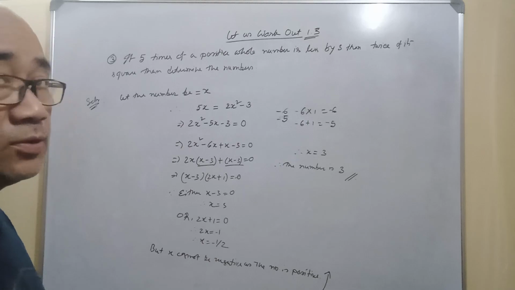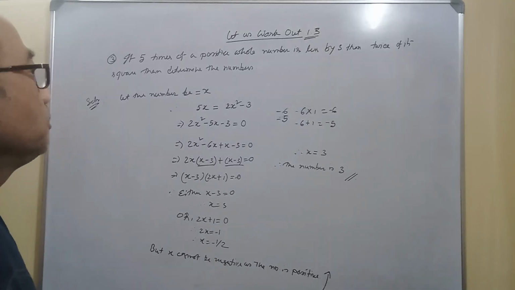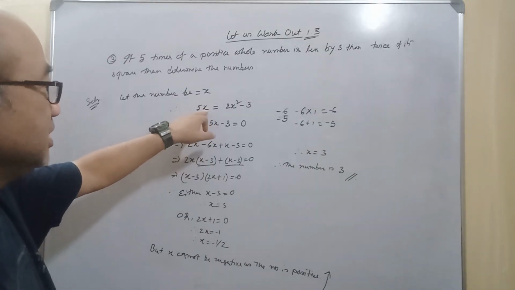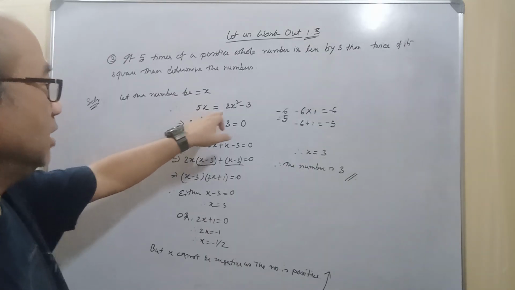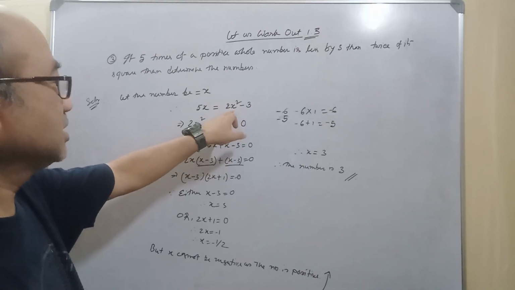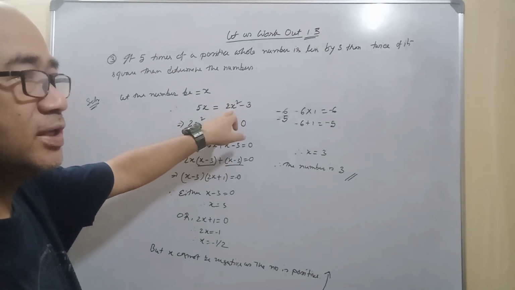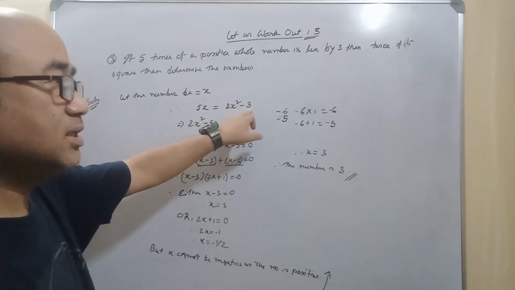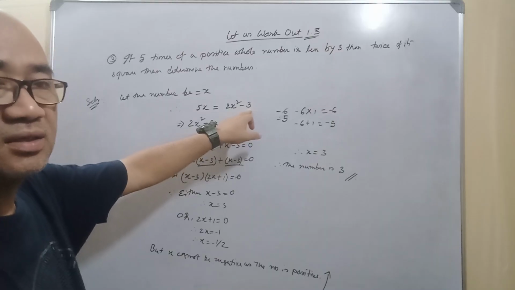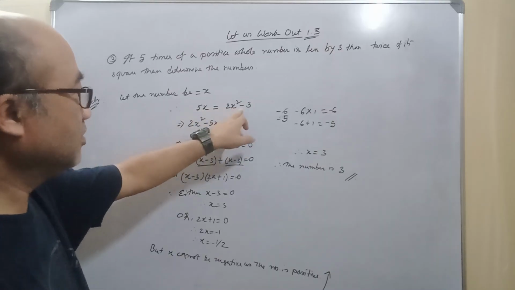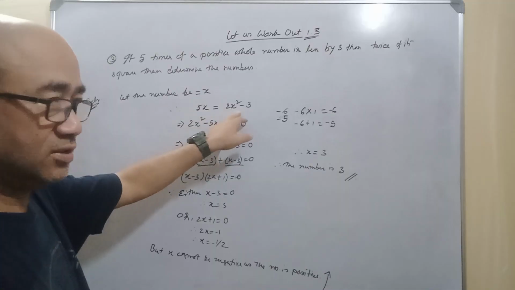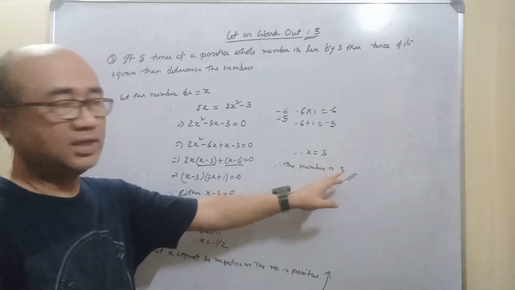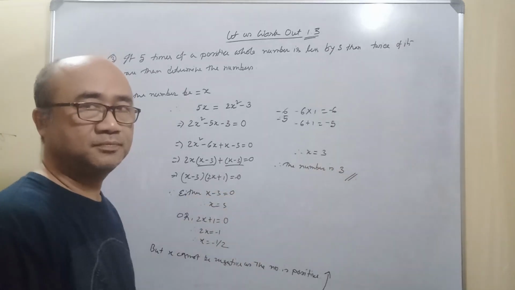Okay, if you want to confirm it, now you can confirm. You put x here, 3, this is 15, 5 into 3, 15, and what is on the right hand side? 2x squared. How much? 2 into 9, 18, 18 minus 3, it is 15. So you get 15 here and 15 here, so left hand side is equal to right hand side, so x is 3 is the answer, so we get the number is 3.